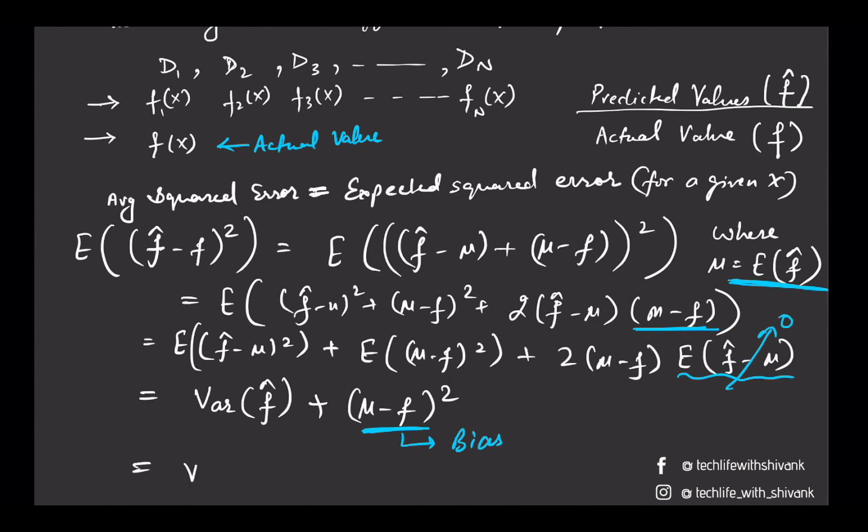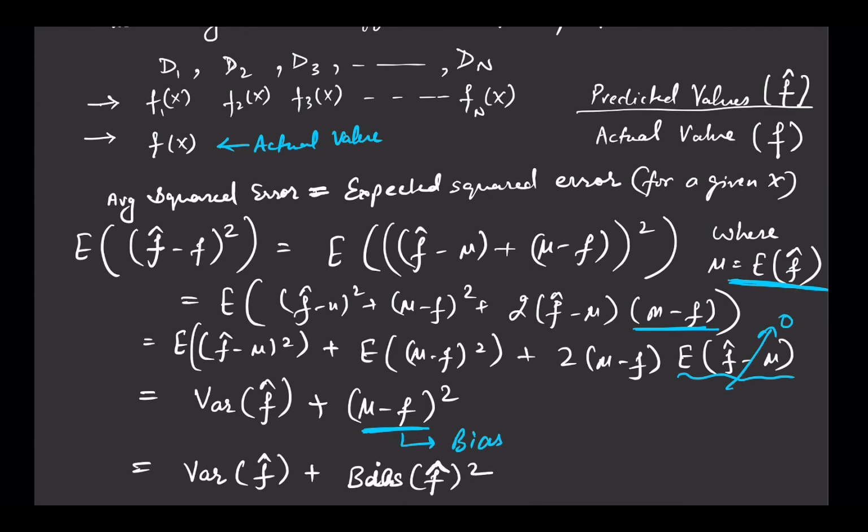So our expression becomes: the average squared error, or the expected squared error, is nothing but variance in f dash plus bias in f dash, square. So bias in f dash is basically expected value of f dash minus f of x.